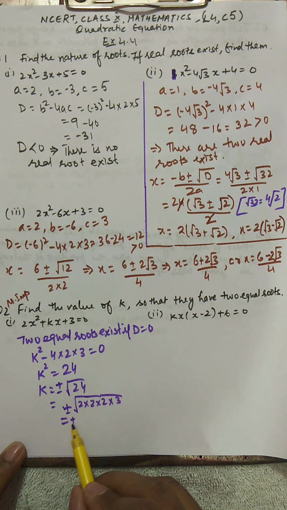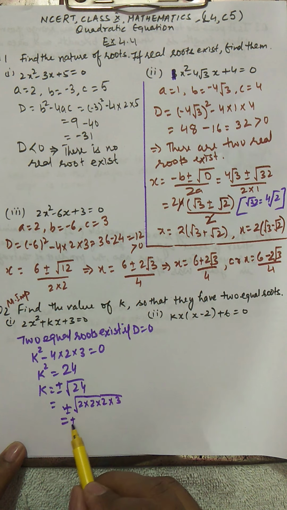So as per the condition, we'll put D equal to 0. So D is b square, which is minus 2k whole square, minus 4 into k into 6, and this is equal to 0. So you can say this is 4k square minus 24k equal to 0. Now 4k can be taken common, so this will be 4k into k minus 6 equal to 0. So now you have two factors, 4k equal to 0 or k minus 6 equal to 0. From here 4k equal to 0 implies k equal to 0, and from here you will get k equal to 6.